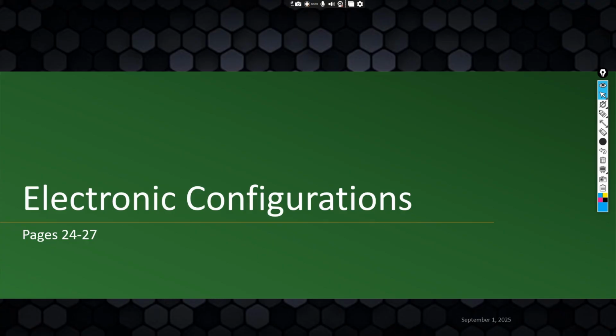Today we're going to do chapter 2, section 4, which is about electronic configuration. So we're going to grab what we learned in sections 1, 2, and 3 of chapter 2, and we are going to put it together to look at electronic configuration and how to do the electron configurations for different elements.